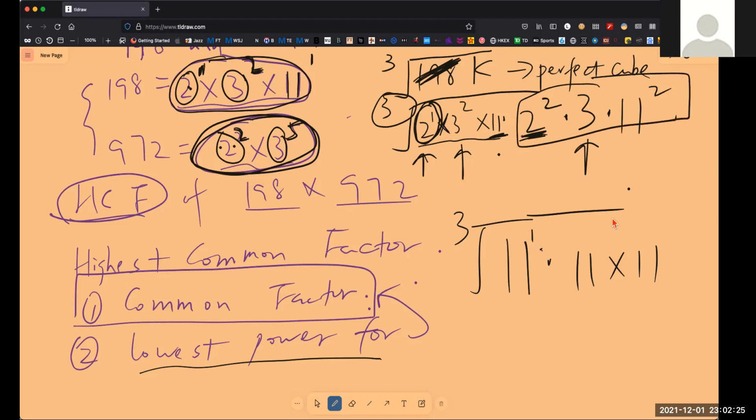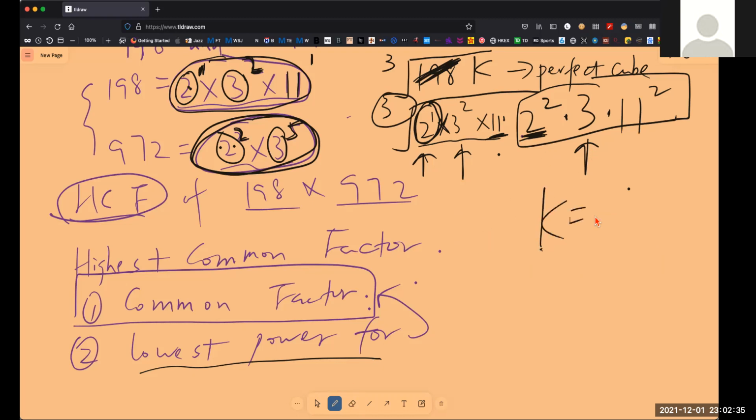So if you simplify, oh no, if you use your calculator, can you help me out? So that's the k. Twelve times 121. 1452. Okay, so yeah, this is the answer.